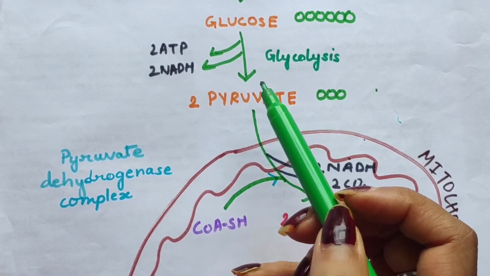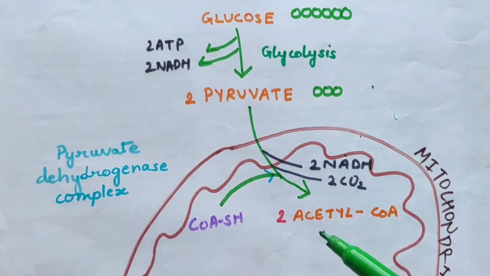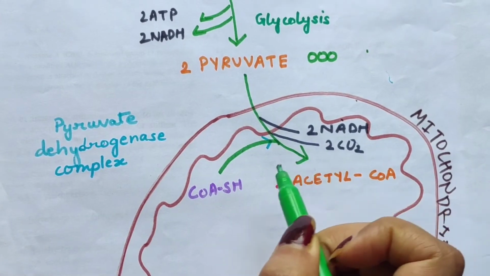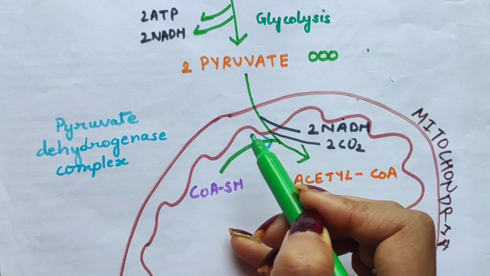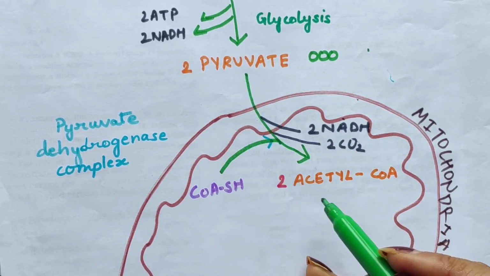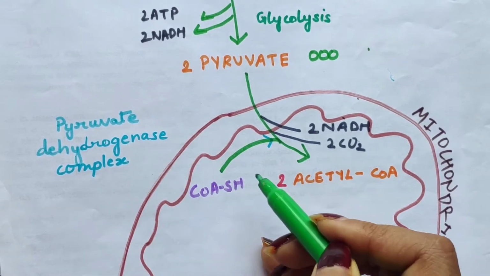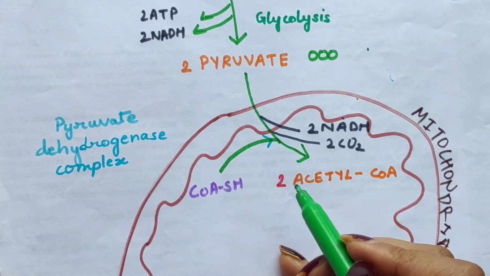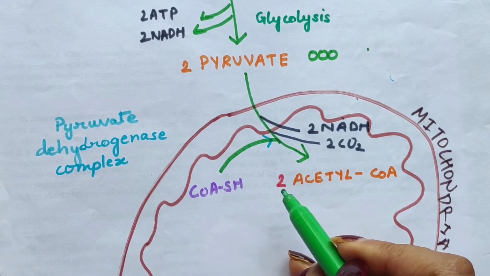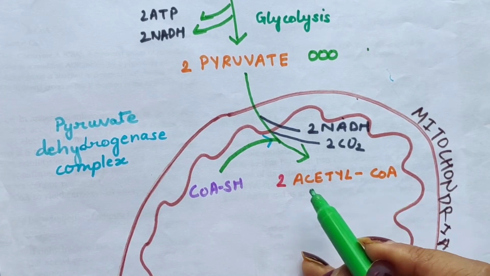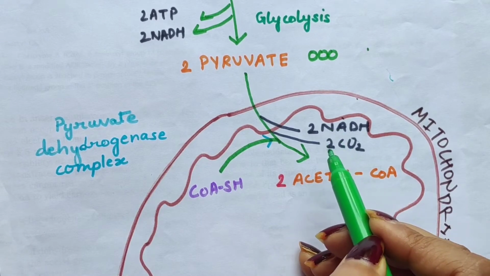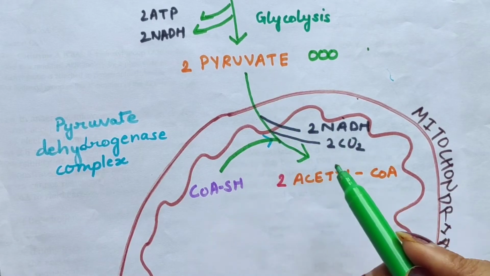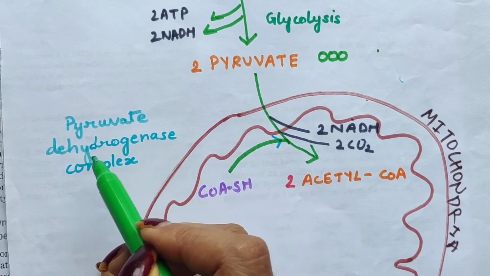Now these 2 molecules of pyruvate will enter inside the mitochondria. After entering the matrix of the mitochondria, because this is the outer membrane and this one is the inner membrane, the pyruvate will bind with coenzyme A and will ultimately form 2 molecules of acetyl-CoA. While forming the 2 acetyl-CoA, it will release 2 molecules of carbon dioxide and 2 molecules of NADH. This reaction is catalyzed by the enzyme pyruvate dehydrogenase complex.